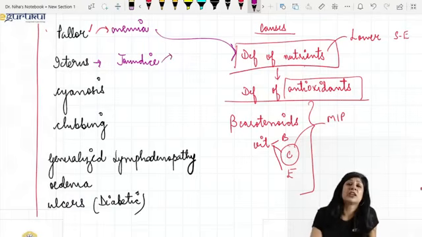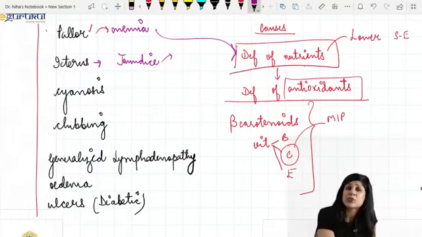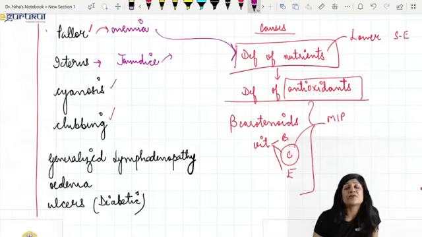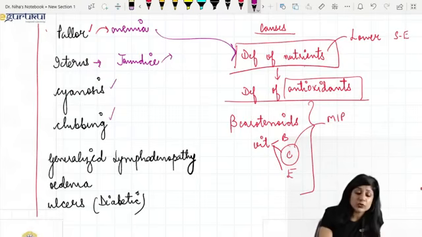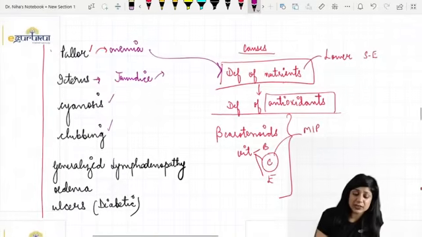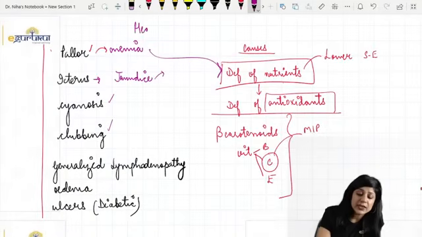We can have other systemic diseases which will include cataract also, as well as this jaundice, any cyanosis, any clubbing, generalized lymphadenopathy. So you are going to do a full head to toe examination. This is called a full head to toe examination.